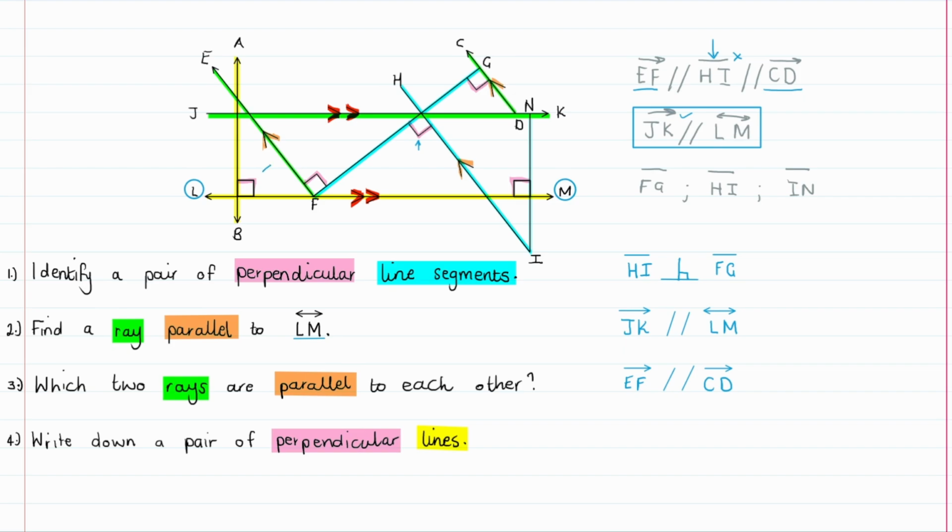Lastly, question 4 asks us to write down a pair of perpendicular lines. Well, again, I'm going to have a look at my perpendicular symbols and find the one that is attached to some lines. Here I can see line AB, and that is perpendicular to line LM. I also know that only this could possibly be the answer, since I had already identified only two lines in my diagram previously. And there you have it, all you need to know about identifying parallel and perpendicular lines and knowing the difference between lines, rays, and line segments.